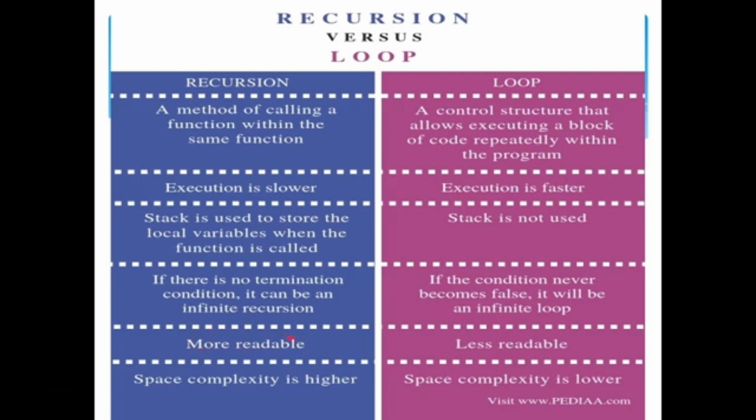And you can check recursion is more readable, whereas loop is less readable. Also, talking about space complexity, recursion obviously uses a stack, taking more space to store the local variables each time the function is called again and again. So the space complexity for recursion is higher, and for a loop it is lower. This is about the differences between recursion and loop. And let us quickly look at the function programs.